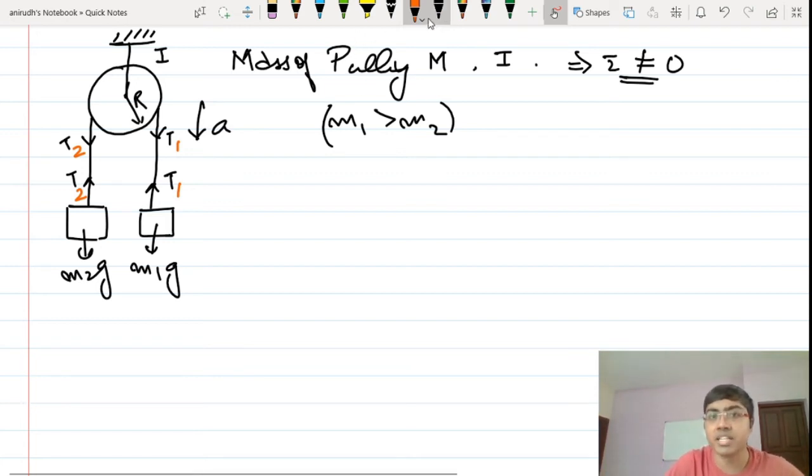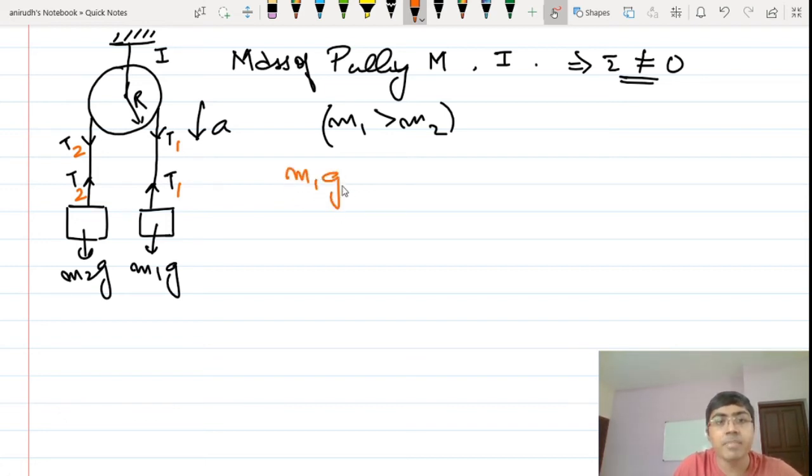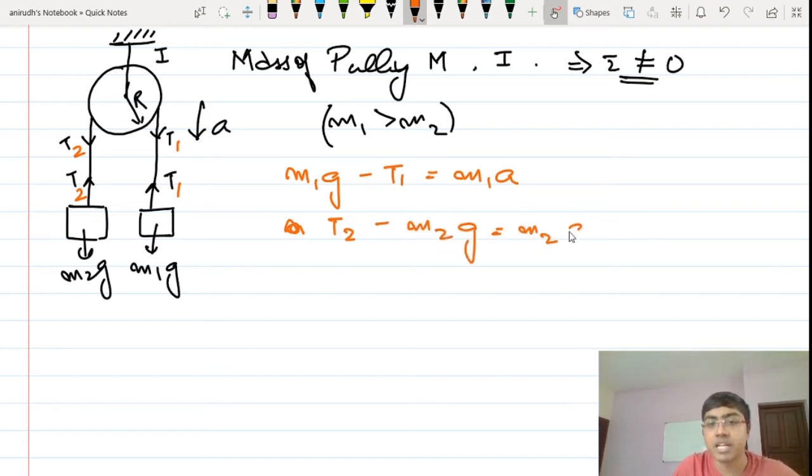Now it is very easy to write the equation. The first equation that I am going to write is m1g minus T1 is equal to m1 multiplied by A, because the whole system is accelerating downwards. Next is T2 minus m2g is equal to m2 multiplied by A. And the third equation is T1 minus T2. Why? Because the pulley is rotating in this direction. So tension 1 is more than tension 2. That is why this is pulling more towards the other side, and that is why the pulley is rotating towards this side.